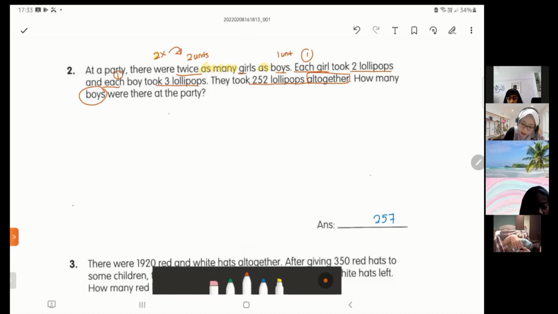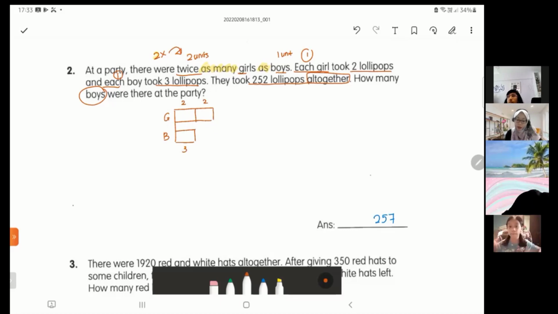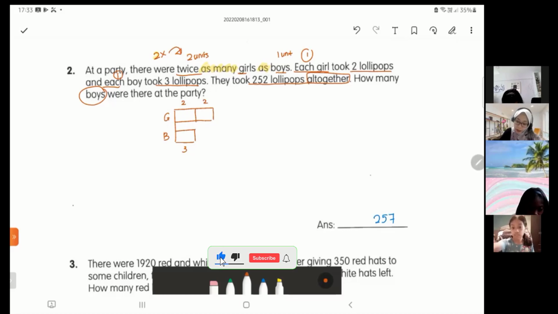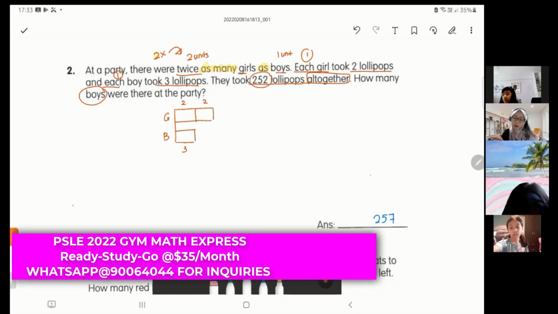Okay, so if I draw out my model, girls will be 2 units like that, and the boys will be 1 unit like this. Then I know that each girl took 2 lollipops, so here is 2, here is 2, and then each boy took 3 lollipops like this. Then we know that they have a total of 252. I cannot put 252 here in the model because it doesn't show the total. I need to know the exact number of boys and girls.